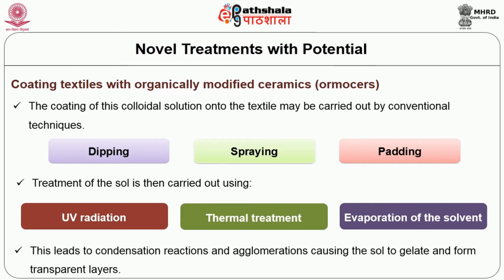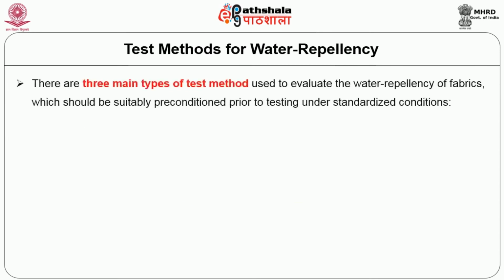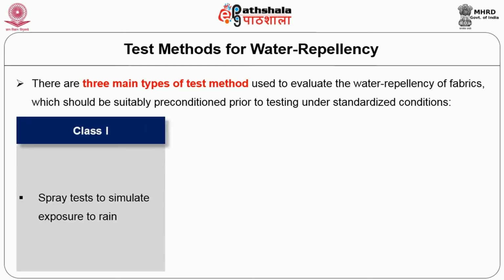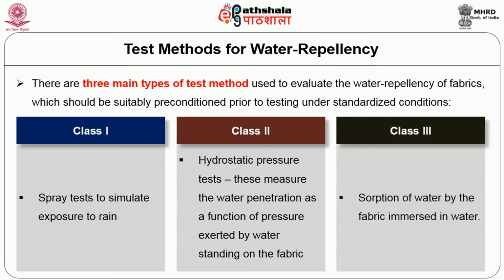The last we will be seeing are the test methods used for testing the water repellency. There are three main types of test methods used to evaluate the water repellency of fabrics, which should be suitably preconditioned prior to testing under standardized conditions. Class 1 is the spray test to simulate exposure to rain. Class 2 is the hydrostatic pressure test. These measure the water penetration as a function of pressure exerted by water standing on the fabric. Class 3 is absorption of water by the fabric immersed in water.